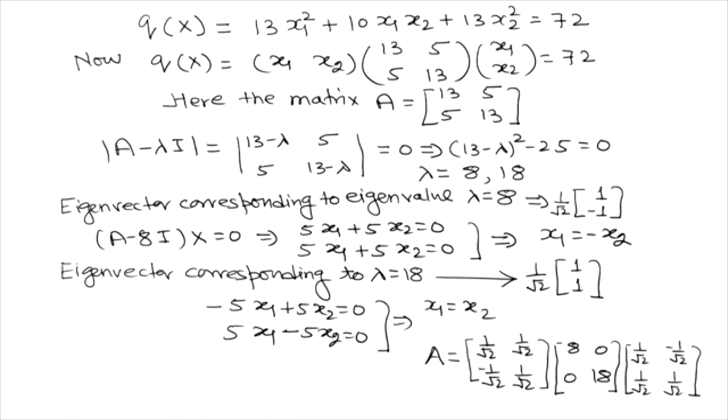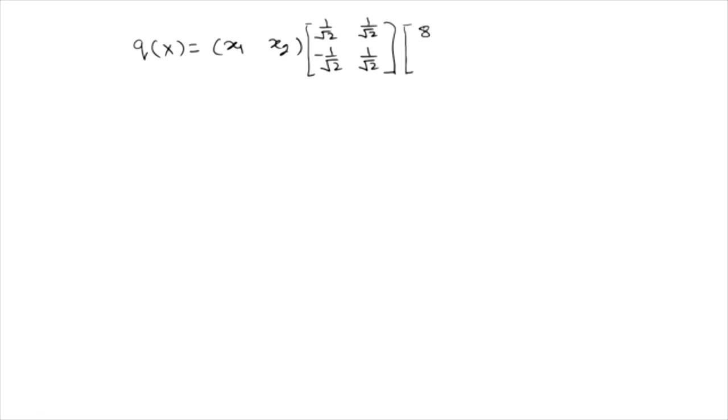Now, the associated quadratic form can be written as Q(x) equals [x1 x2] times the matrix Q, which is [1 by root 2, minus 1 by root 2; 1 by root 2, 1 by root 2]. Then I am having matrix D, [8, 0; 0, 18], and then I am having Q transpose, into [x1, x2].